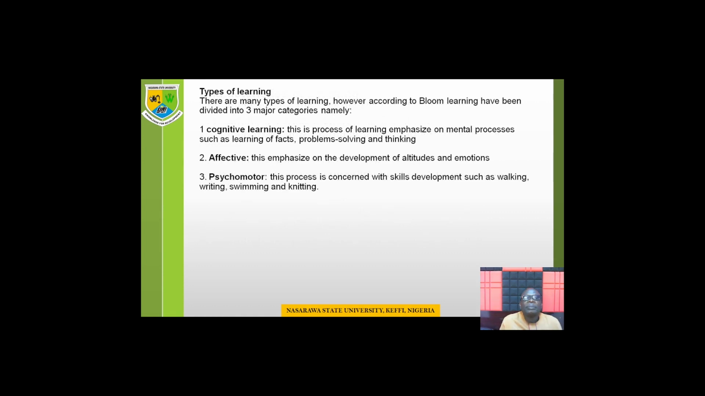We now look at the types of learning. There are many types of learning. However, according to Bloom, learning has been divided into 3 major categories, namely 1, cognitive learning. This cognitive learning is a process of learning that emphasizes mental processes such as learning facts, problem solving, and thinking. In the cognitive aspect of learning, one has to think before he gives an answer.